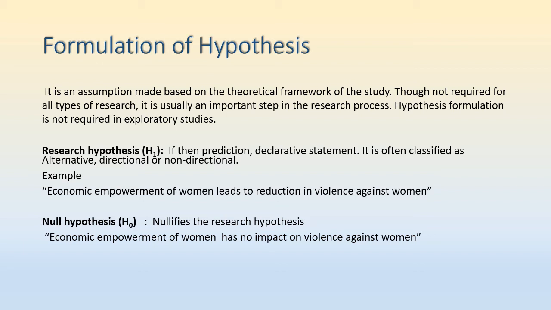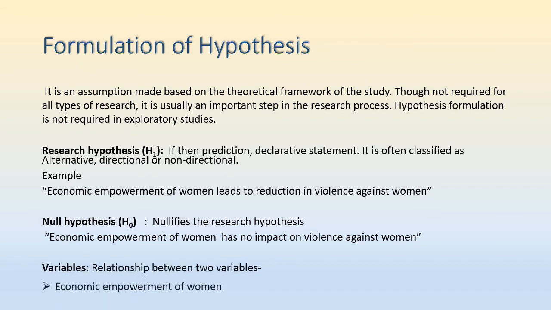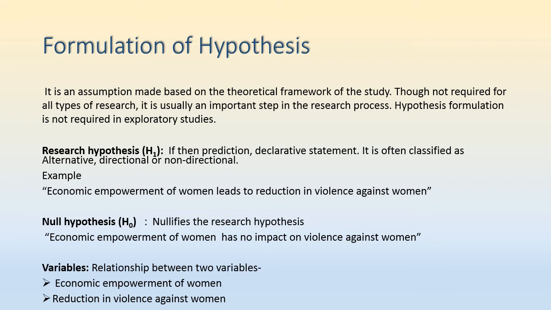The research process or research hypothesis. So economic empowerment of women has no impact on violence against women. So here variable is very important, and in the above example, two variables have been taken into consideration. So we are studying the relationship between these two variables, that is economic empowerment of women and reduction in violence against women. So these are the two variables, and the relationship of these two has to be studied.